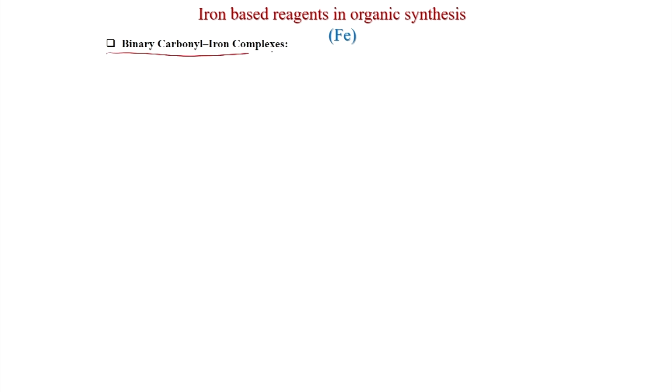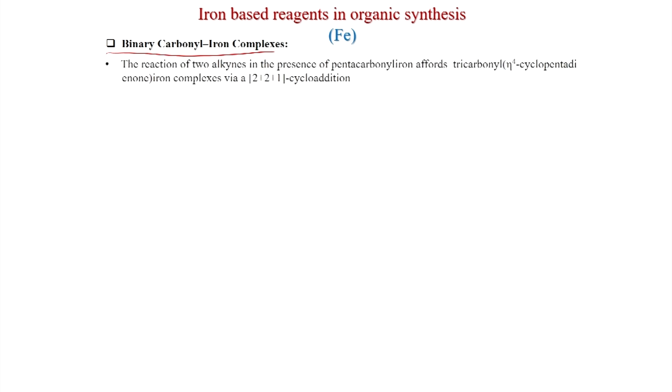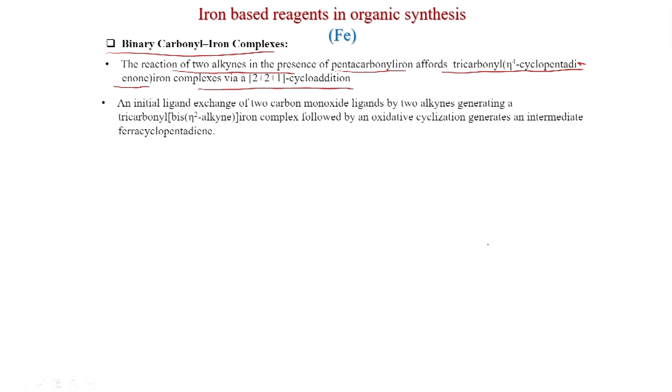So, we will discuss more about binary carbonyl iron complexes and their reactions also. The reaction of 2 alkynes in the presence of pentacarbonyl iron affords tricarbonyl eta-4 cyclopentadienone complexes via a 2+2+1 cycloaddition.